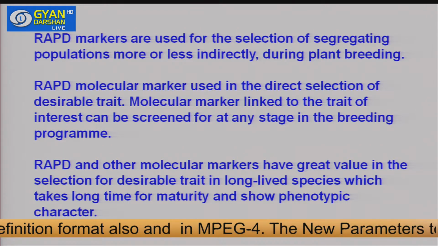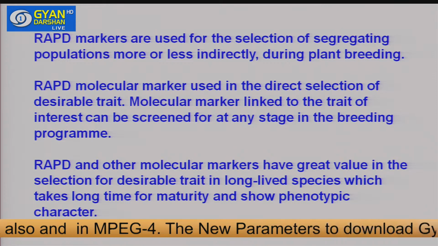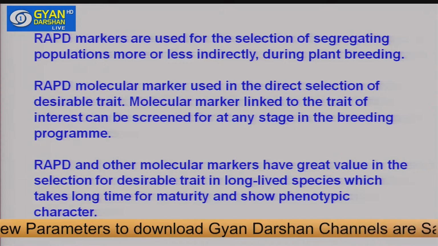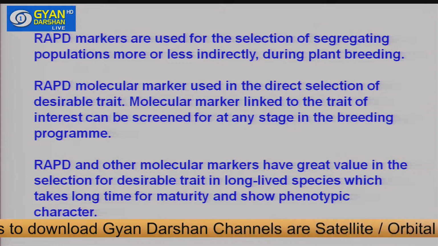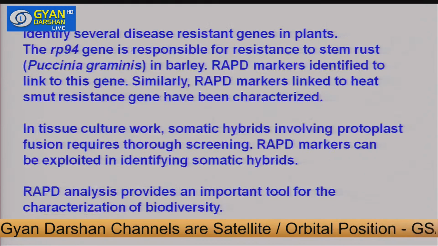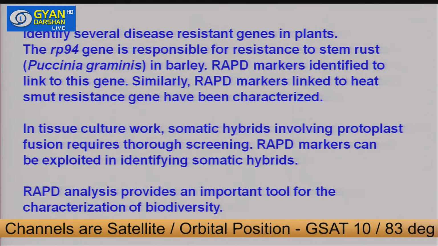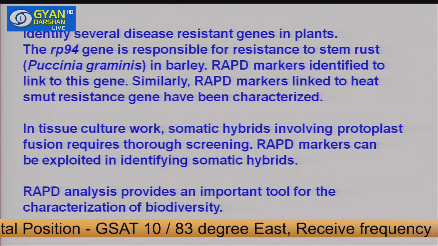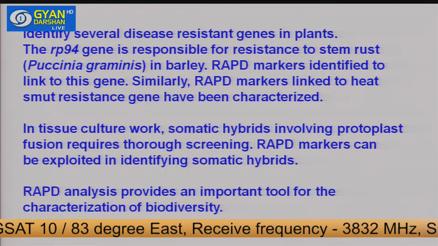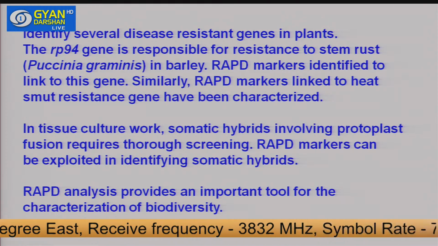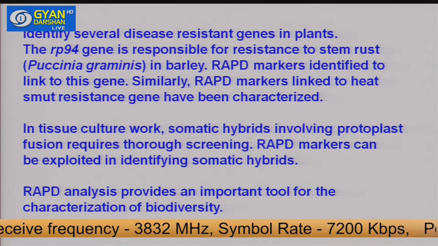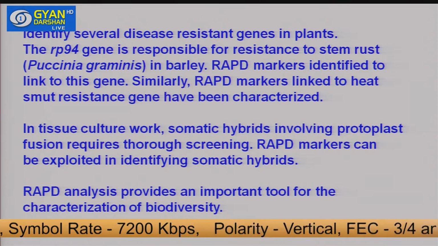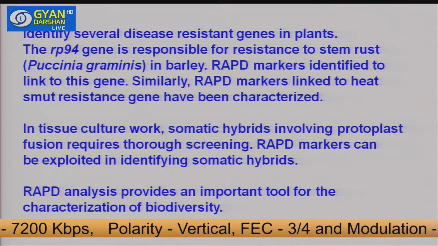And finally, they are also used for the identification of desirable traits in long-lived species, which take a long time to mature and show phenotypic characters. In the case of Puccinia graminis, stem rust, the RP94 gene, which is responsible for resistance to stem rust in barley, has been identified through RAPD. Several RAPD markers have been linked to this particular gene.